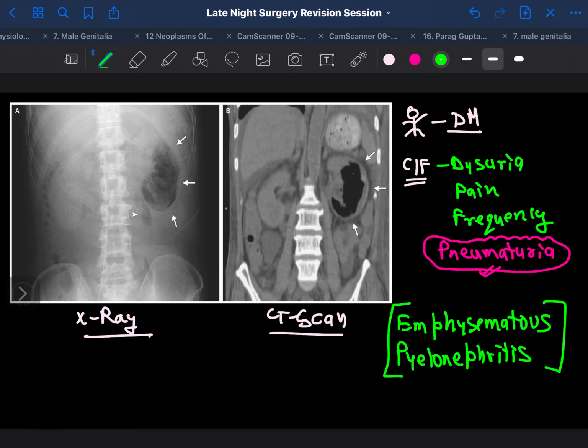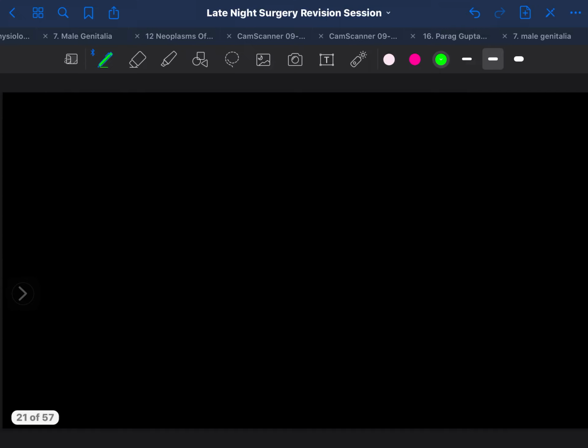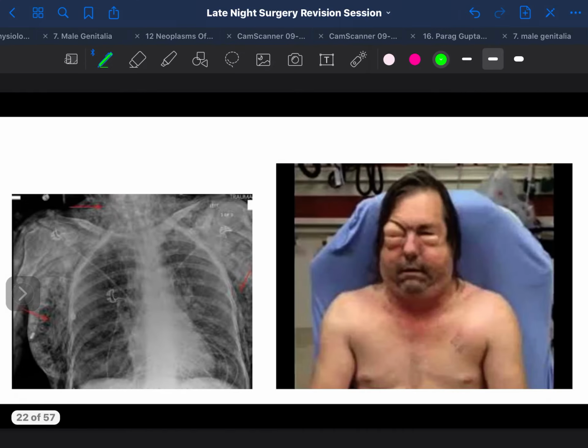So that is what emphysematous pyelonephritis looks like on the X-ray. You are seeing the air around the kidney, and this CT scan again demonstrates the air in the kidney. What you need to understand is that air inside the kidney is very much diagnostic of emphysematous pyelonephritis. Okay, that's all about emphysematous pyelonephritis which you need to understand. Now let's move on and talk about the next stuff.